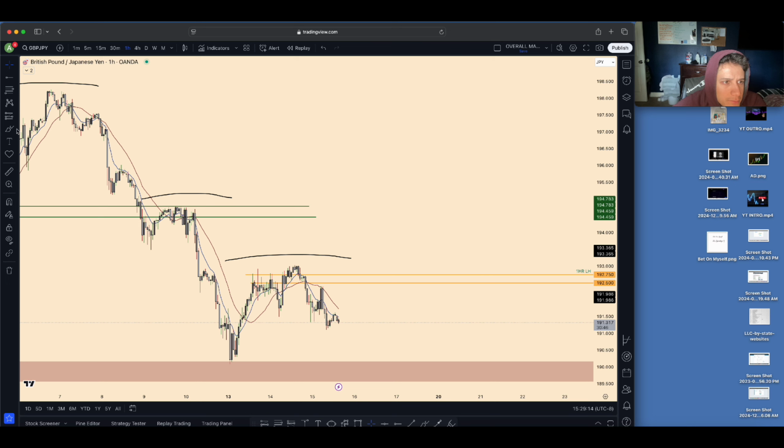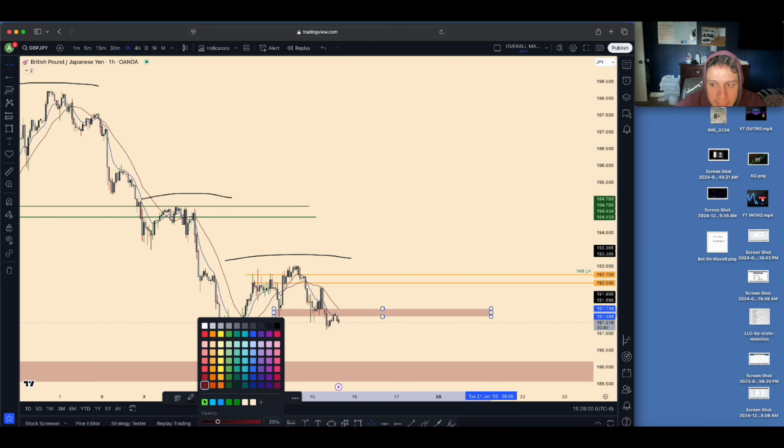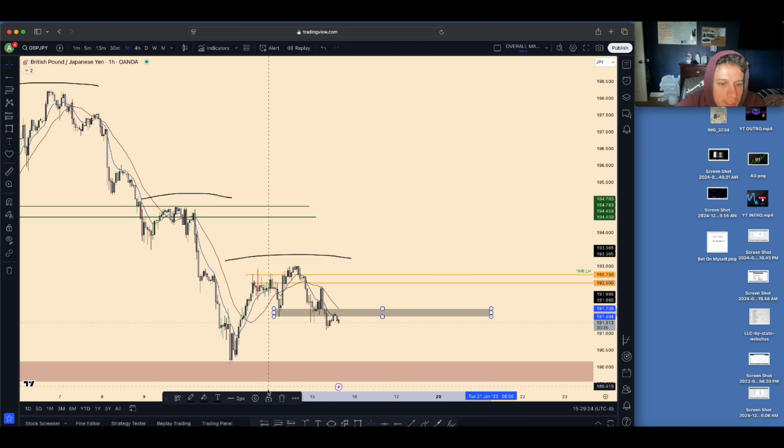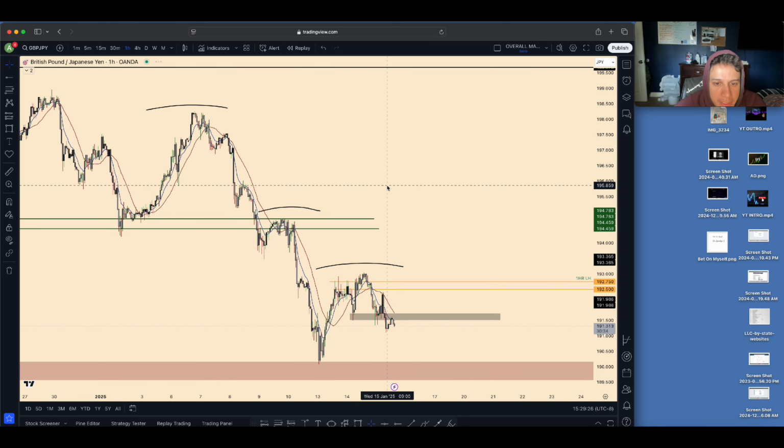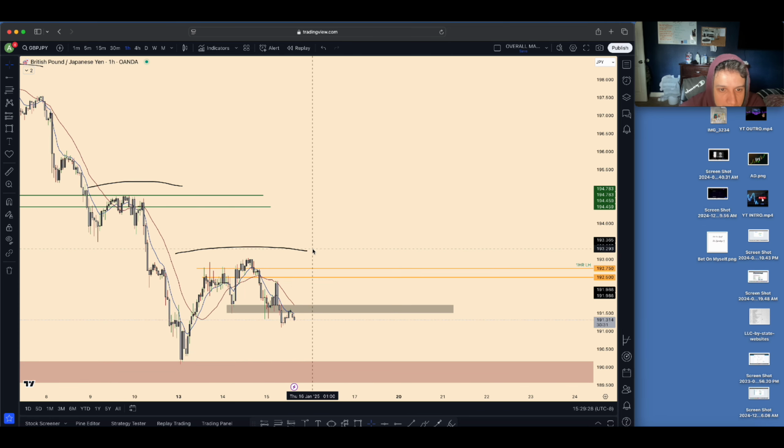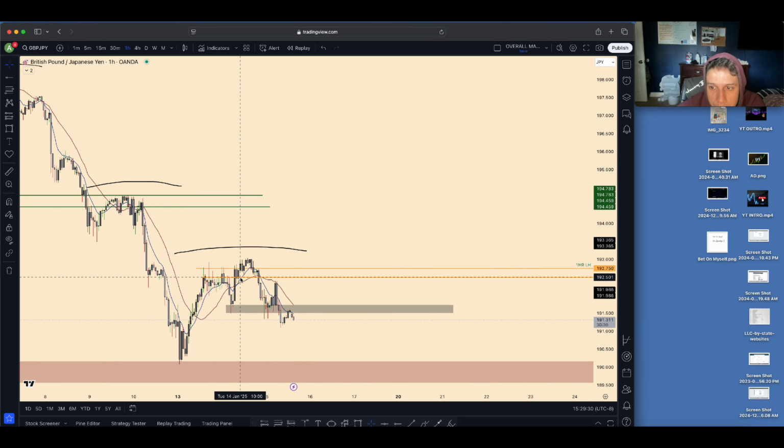Yeah, so let's see. I'm going to mark off this zone as well, because if we can't get above this zone here to get back up to 192.500, then this is going to be a clear indication that we are most likely going to push down. So you have your main lower high point, 192.5 to 192.750.